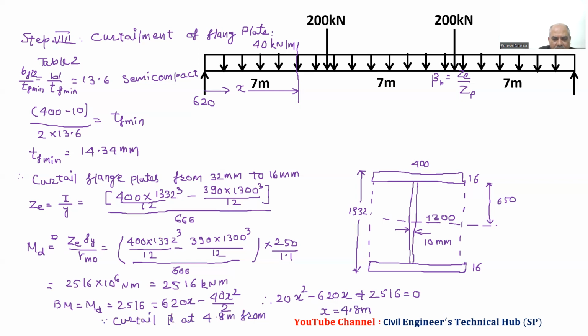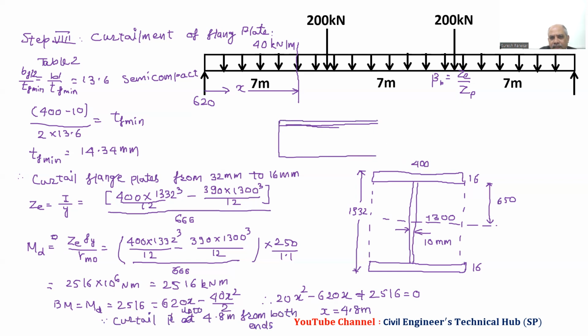Curtail the plate up to 4.8 meter from both ends. This is the theoretical point of cutoff. We have to find it. And then if you see the diagram, if I draw this diagram of one side, then we are going to do likewise. So we have this value, we have this thickness.